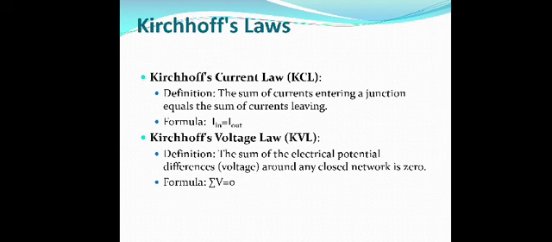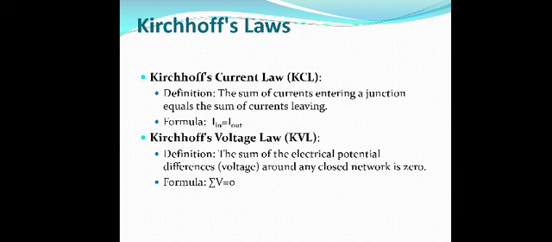Next, coming to Kirchhoff laws. There are two Kirchhoff laws. First law KCL, second law is KVL. Let us see the first law KCL, Kirchhoff's current law. The definition for the KCL is sum of entering currents at a junction or a node point is equal to sum of currents leaving from the junction or particular node point. So formula we can write as I in is equal to I out.